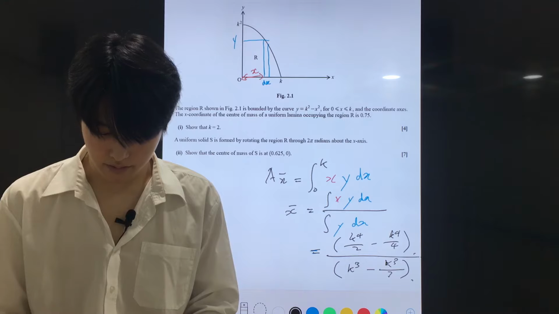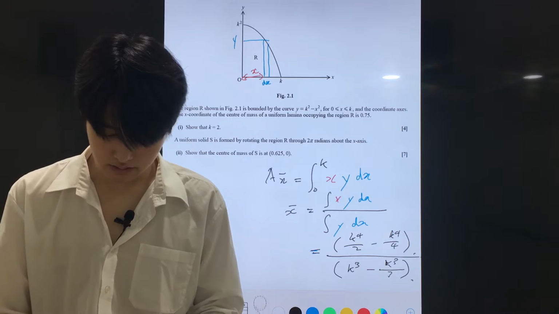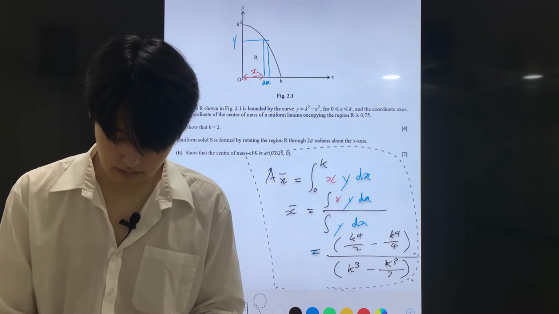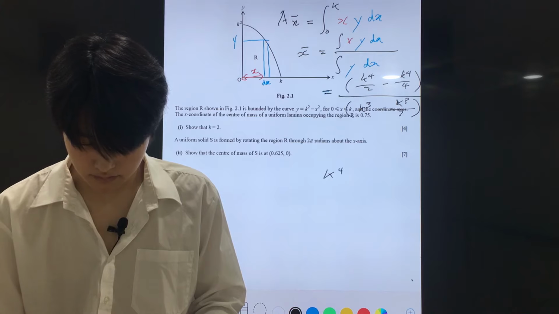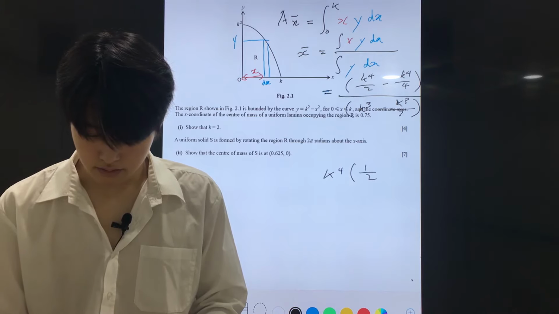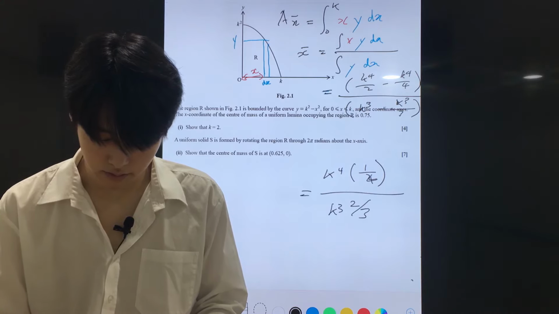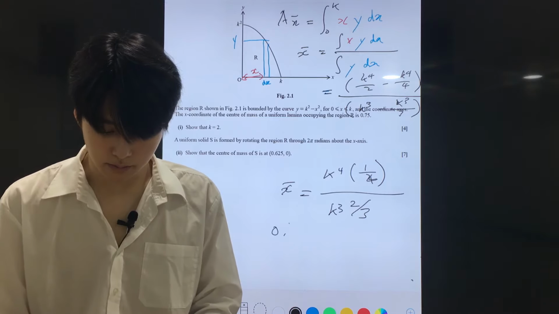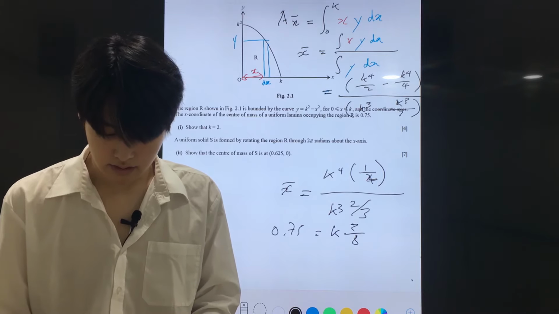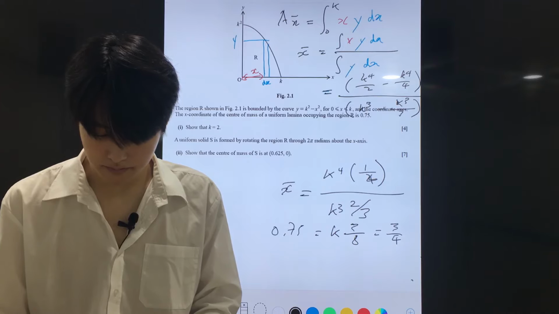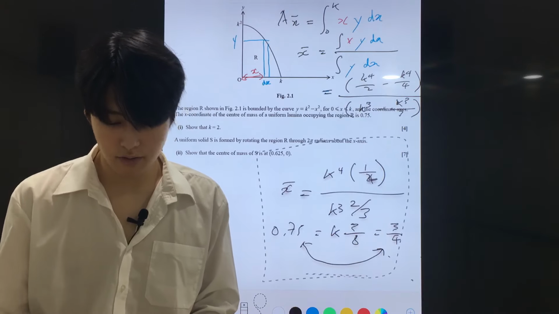So now, if we write that down in the exact form, we're going to get k to the 4 over 4, over 2 over 3 k cubed, is equal to x bar. We know that x bar is 0.75, it's equal to 3k over 8, and that's equal to 3 over 4. And therefore, k is 2.